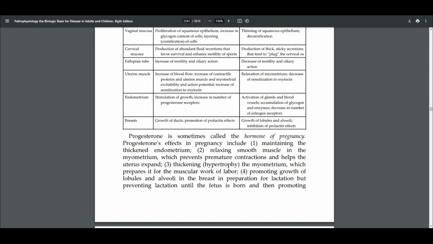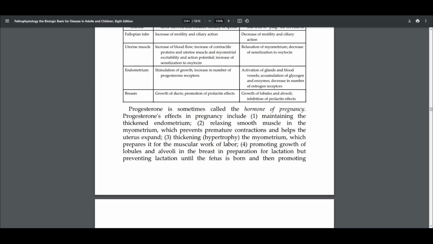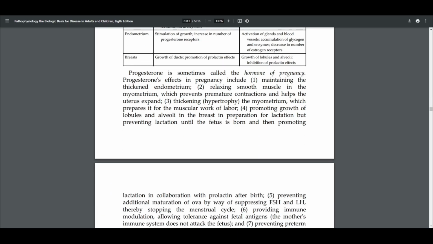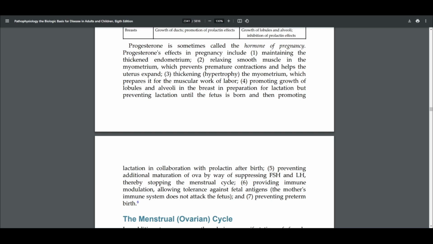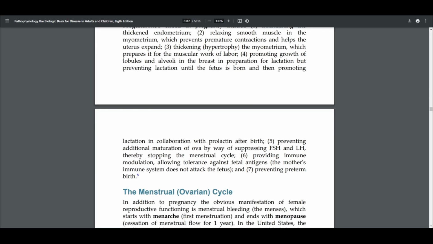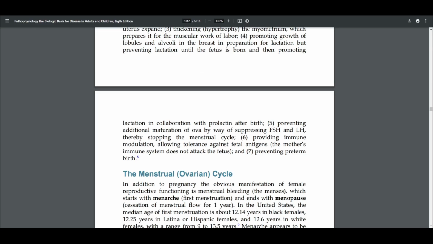Promoting growth of lobules and alveoli in the breast in preparation for lactation, but preventing lactation until the fetus is born, and then promoting lactation in collaboration with prolactin after birth. Preventing additional maturation of ova by way of suppressing FSH and LH, thereby stopping the menstrual cycle. Providing immune modulation, allowing tolerance against fetal antigens, and finally preventing preterm birth.